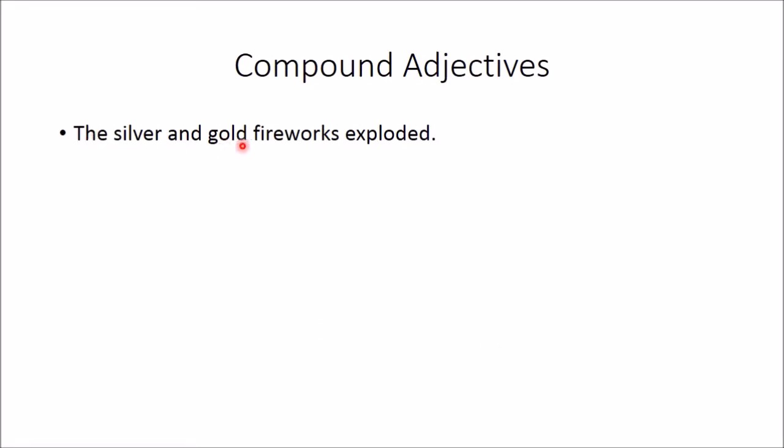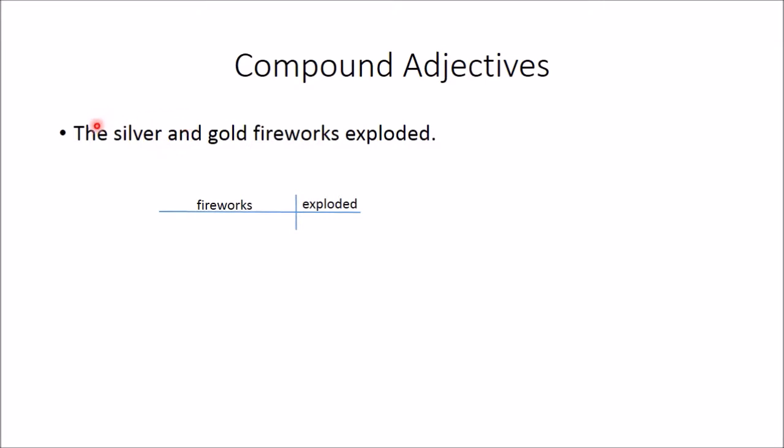All right, now let's talk about compound adjectives. The silver and gold fireworks exploded. You've got fireworks doing the action of exploding. So fireworks is our subject and exploded is our verb, right? Now you have a compound adjective because you have silver and gold. You have a coordinating conjunction connecting two adjectives, giving you a compound adjective. We diagram those no different than we diagram any other adjective.